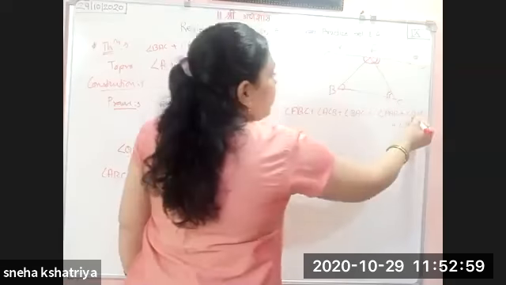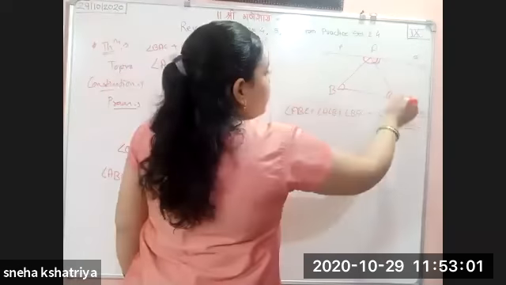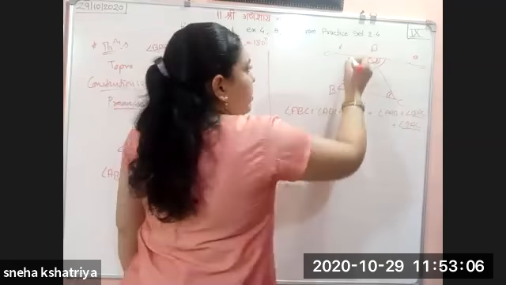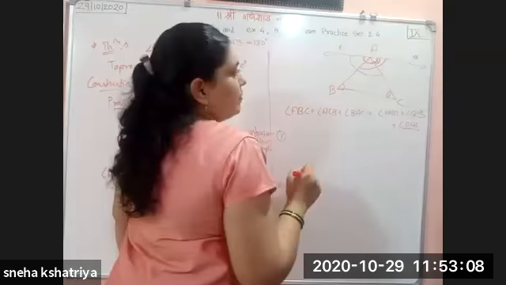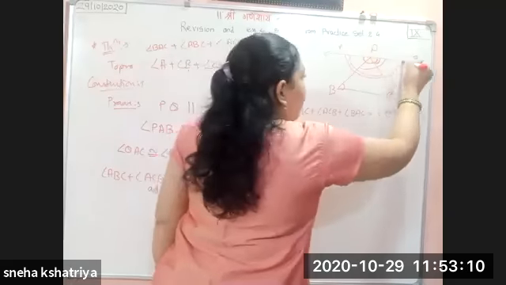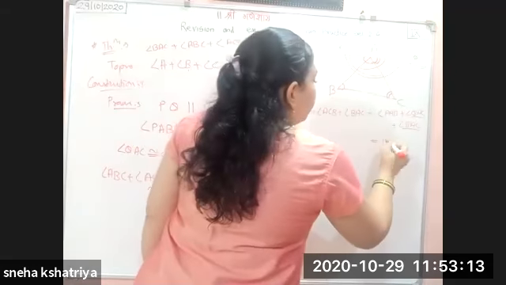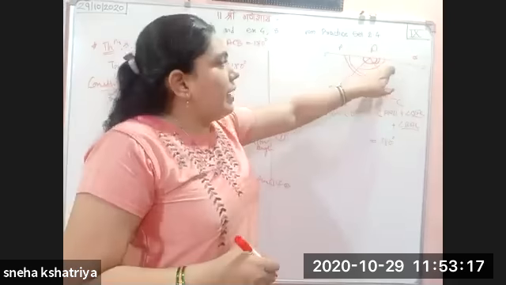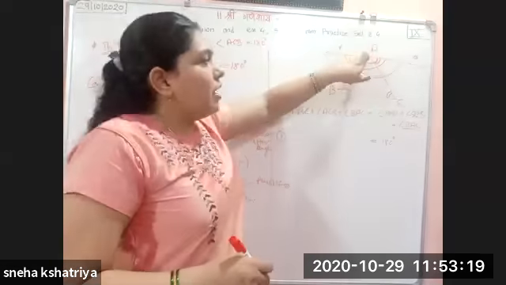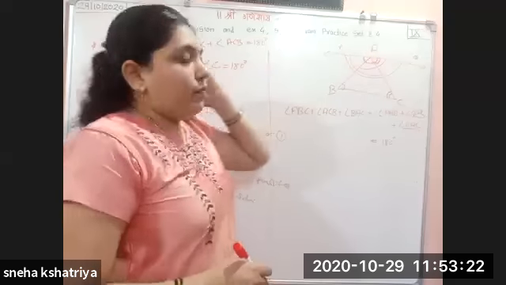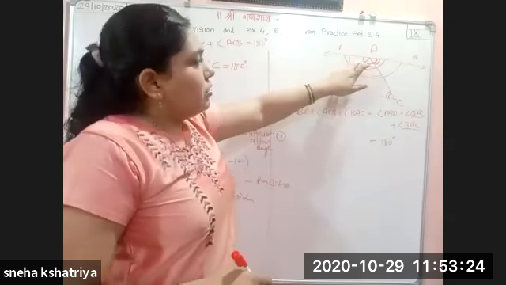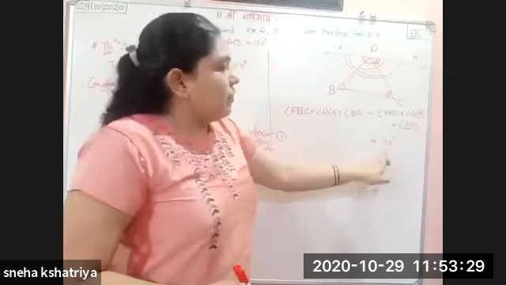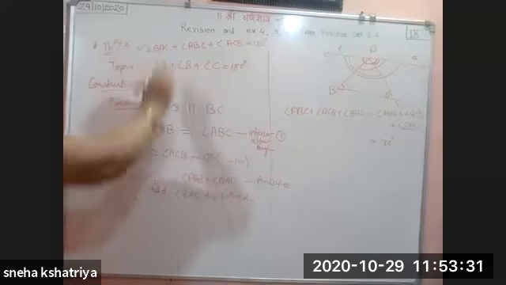Now see here, QAC and BAC. These two angles we can add, or simply if we take the addition of all these three, it will become how much? 180 degrees. All three angles are in a linear pair. Two or more multiple angles form a linear pair. So PAB, QAC and BAC form 180 degrees, and that is our proof.